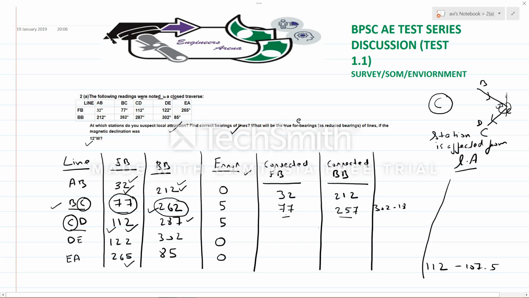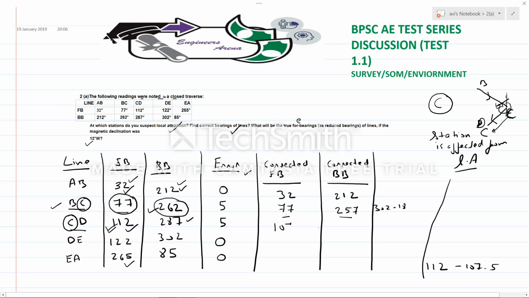See, this is point D. This is not D. This point is D. The back bearing of the line BC and the fore bearing of the line CD will have error if there is local attraction at station C. So which will have error? This one will have error. That is, how much is it? The error is 112 degree. Therefore, the correction will be 112 minus 5.